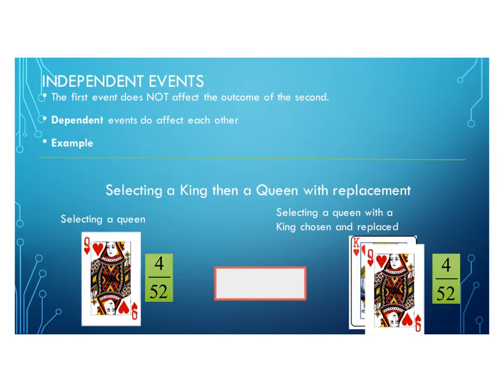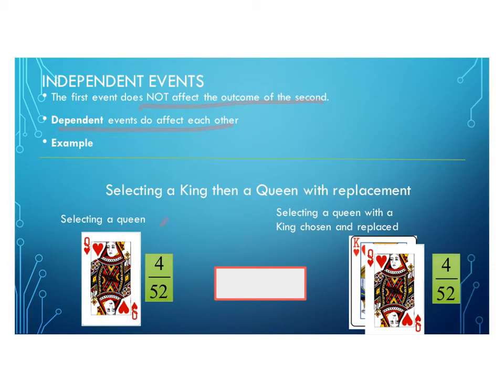Okay, so as we move on to independence, the first event does not affect the outcome of the second, okay, in a sequence of events. However, dependent events do affect each other. So if I select a king, then a queen with replacement.